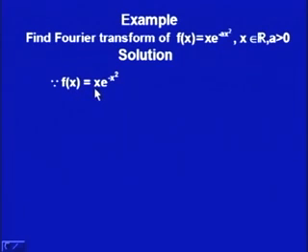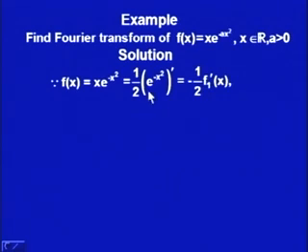f(x) is given as x times e to the power minus x square. When we evaluated that integral, we found that if I take e to the power minus x square and its derivative, I would get minus 2x times e to the power minus x square. That says this is actually half times, or rather minus half times, the derivative of e to the power minus x square. Let us write this function e to the power minus x square as f1. So what we are getting is minus half times f1 dash x.